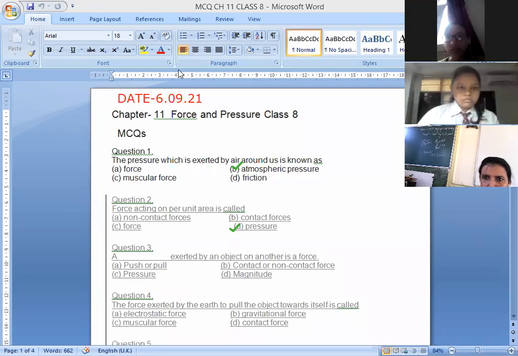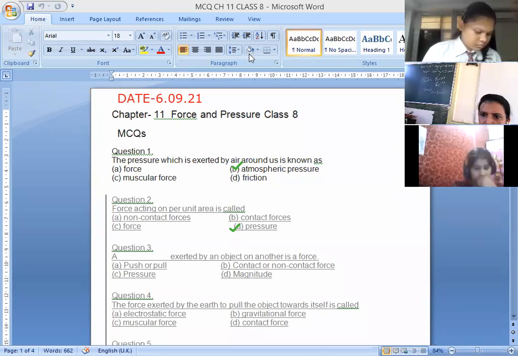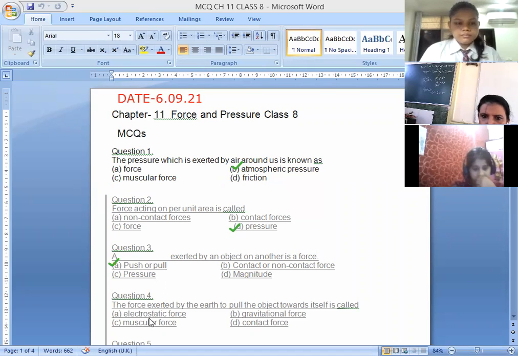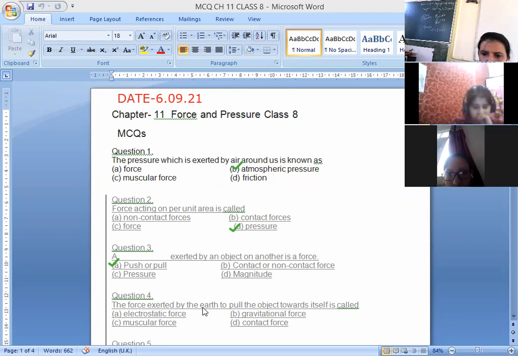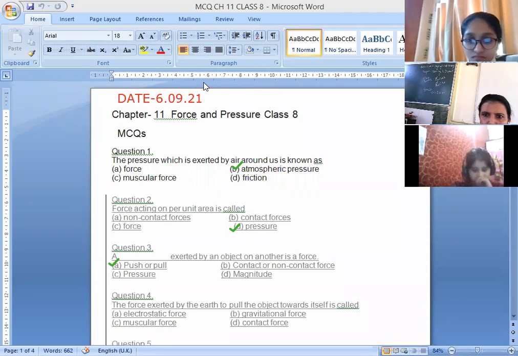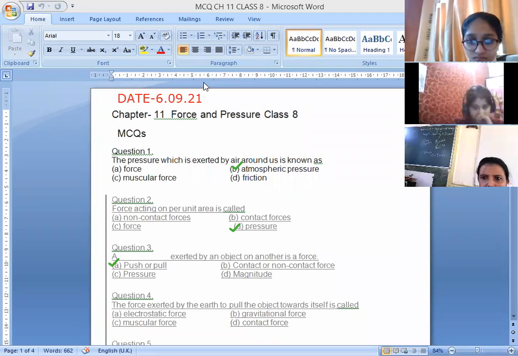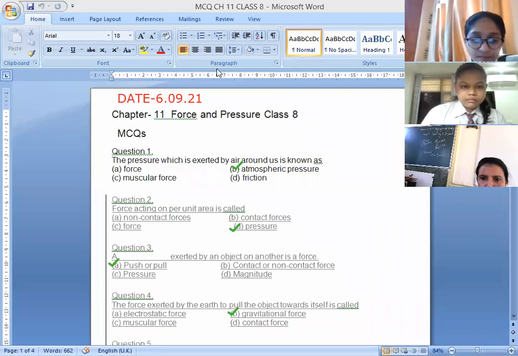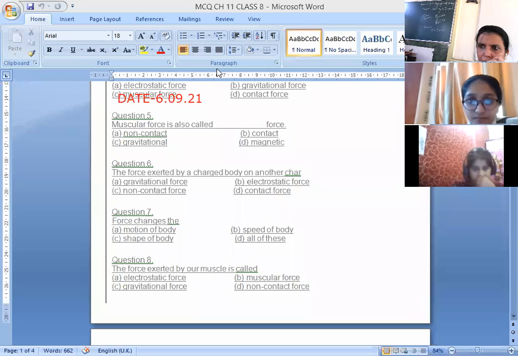Dash is exerted, yes Anshika Agarwal? The dash exerted by an object on another object is known as push or pull. Yes, it is a push or pull, and push or pull is known as force. The force exerted by earth to pull the object towards itself. The rest of the children can also raise hand. Ananya Jain. That is known as gravitational force. So children, side by side from this you can learn the definitions also.